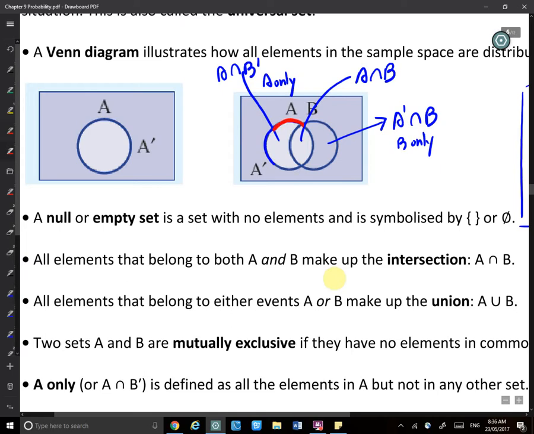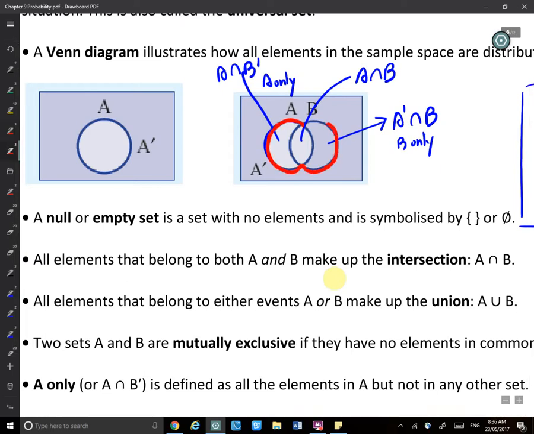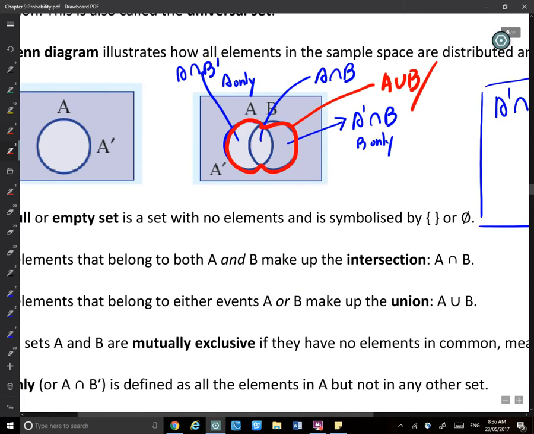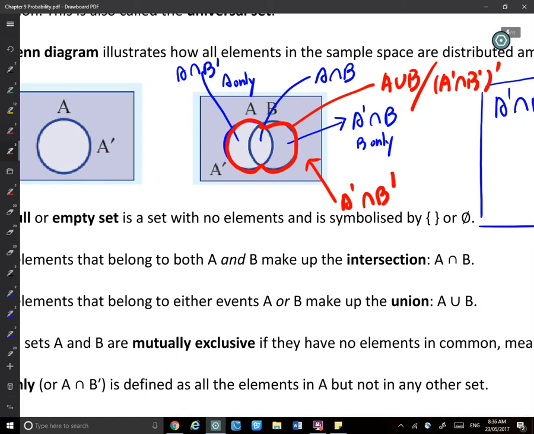And all of this circle here, all of this red part, is A union B. Or another notation can be A dash intersects B dash, and dash. Where's A dash intersects B dash? Outside is A dash intersects B dash. So not this bit, it's the other bit. So it's another dash. So it's the complementary set.